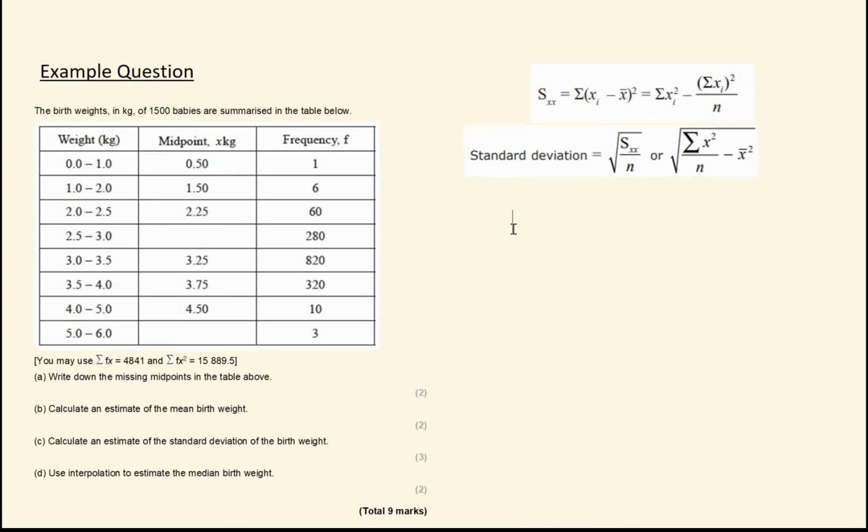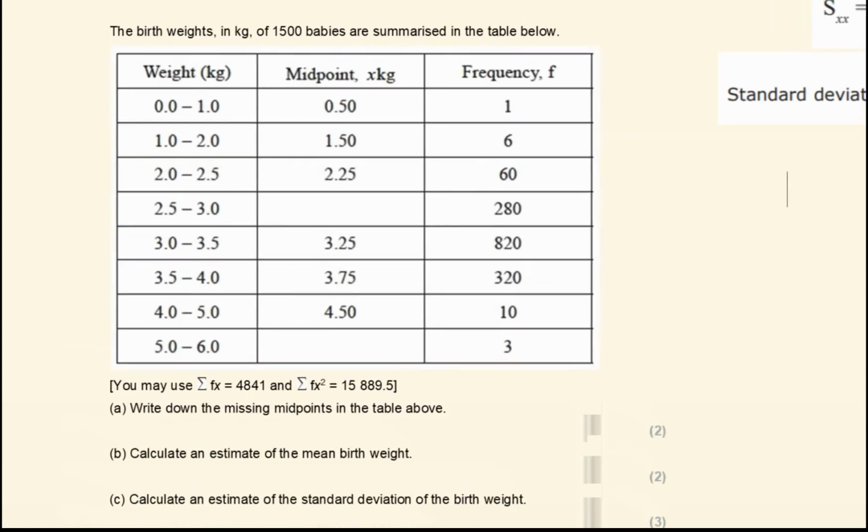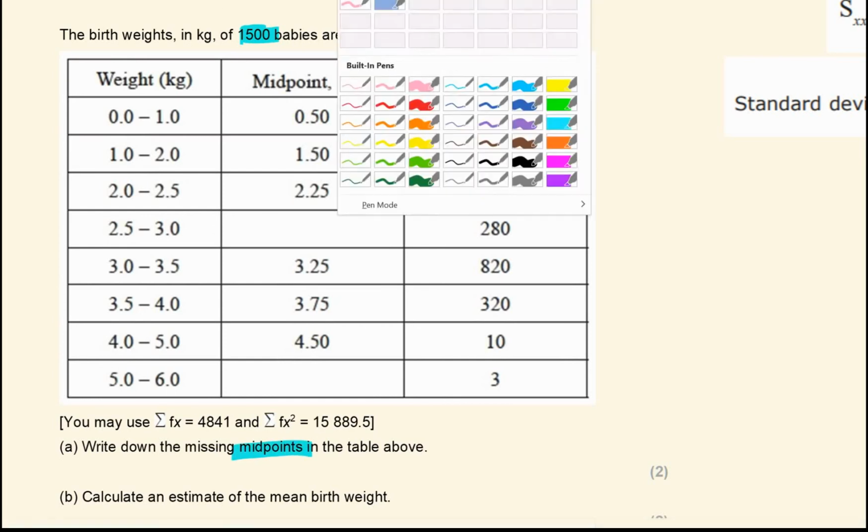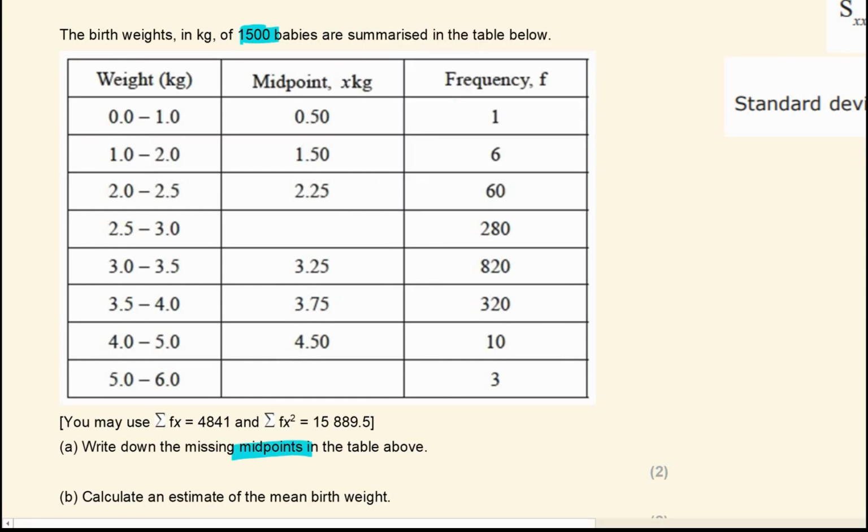Okay, I'm going to quickly go through an example question. I've got one more thing to show you, and then that'll be it for this video. This is a past exam question, and I'm going to go through it step by step. We have a table of the weights of 1,500 babies. First step, we want to write down the missing midpoints. The midpoint is the number in between 2.5 and 3.0, which is just 2.75, and in between 5 and 6 is just 5.5.